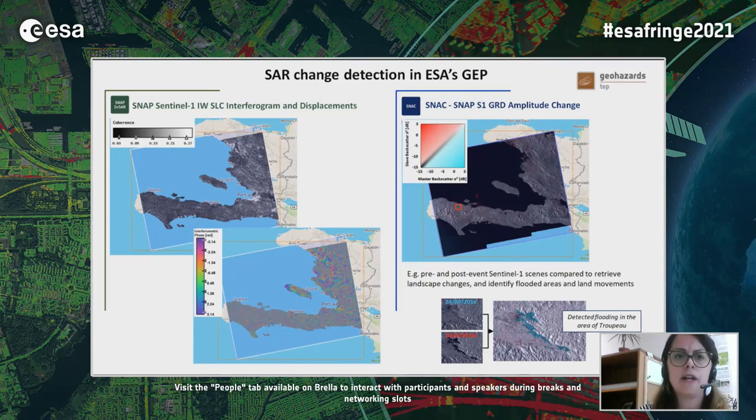So here is an example of change detection products that were generated by using the SNAP tool, which is based on SLC Sentinel-1 data to create interferograms, displacement maps, but also coherence maps based on pairs of SAR scenes. To the right, you see something similar, which also uses the SNAP toolbox, but starts from ground range detected products. And here at the bottom, you can see an example of those features that we could identify by using these tools. For instance, here we compare data before and after the hurricane to detect flooded areas. And we use this approach to track, for instance, the time needed for the flooded area to dry out after the hurricane.